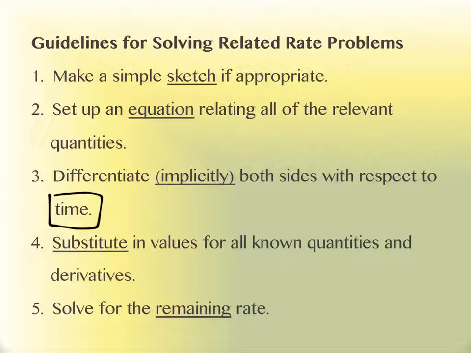The last two steps, kind of in the same thing, are to substitute in the values that we know. We're going to be given information for some of the values in our problem, in fact all but one of them. And then in the last step, we're going to solve for the remaining value that we need to find, a remaining rate. So half the battle in working these problems is figuring out what we know, what we're looking for, and how we're going to relate the quantities to one another.